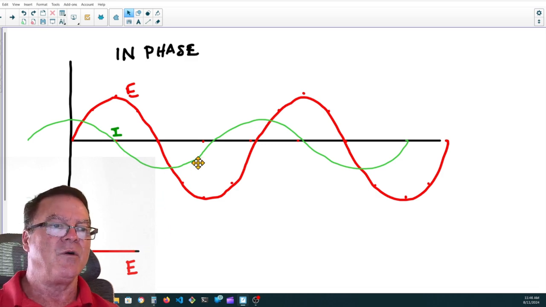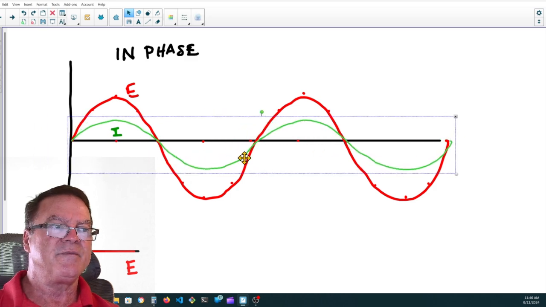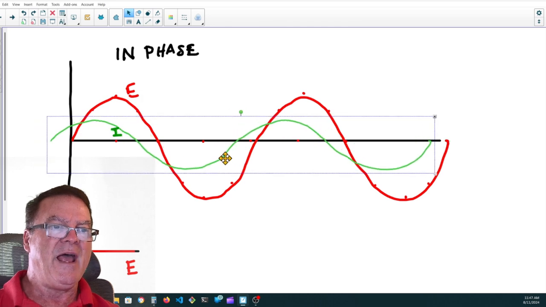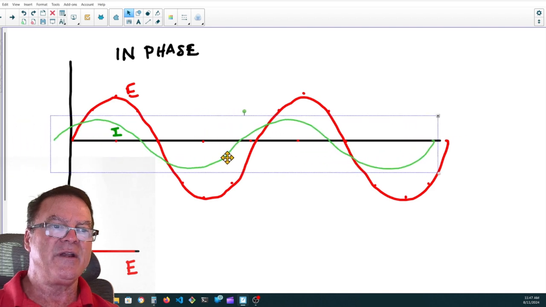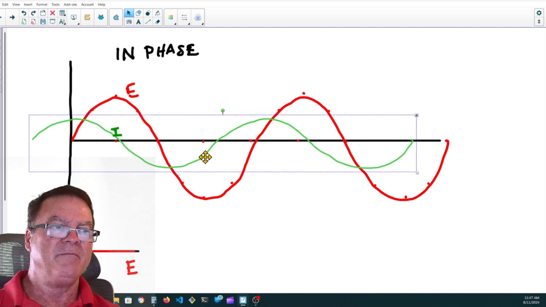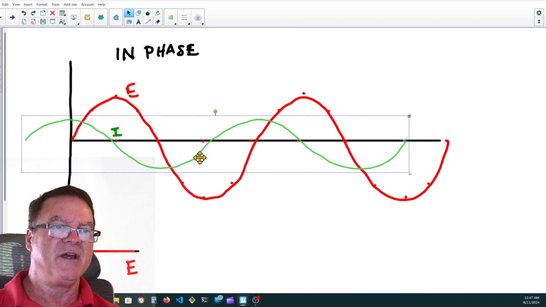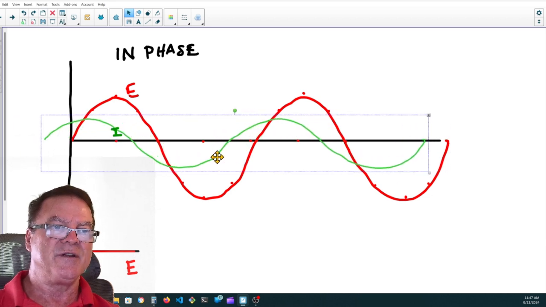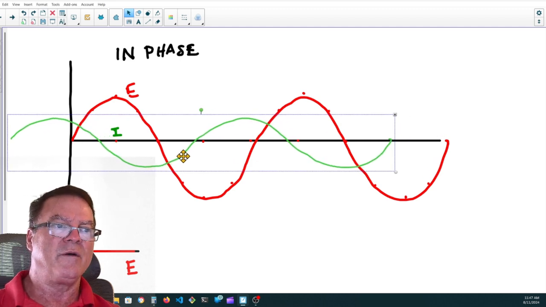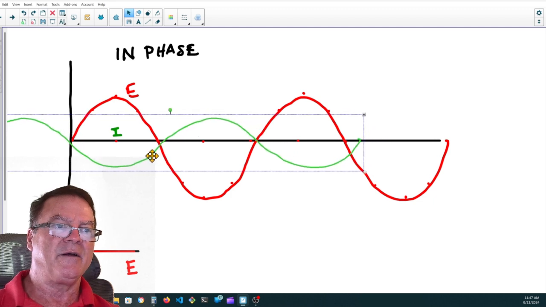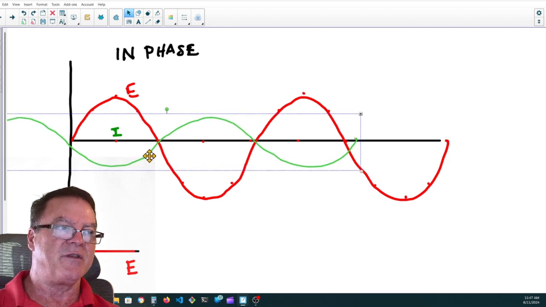Okay, so they're in phase, they're out of phase. And these two waveforms can be out of phase any degree between 0 and 90. It's funny, they don't use anything greater than 90 degrees. Either the current is leading the voltage by 90 degrees, or it can be lagging the voltage. Or they can be, well, here they're 180 degrees out of phase with each other.